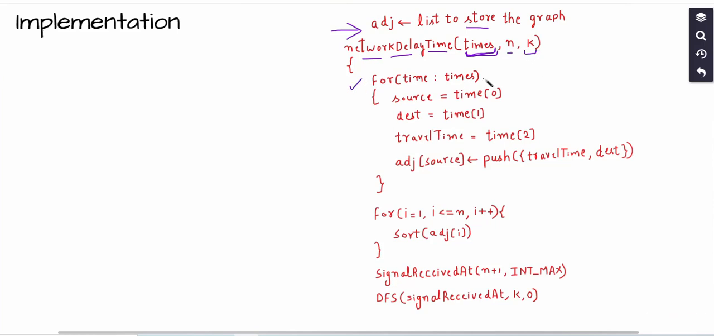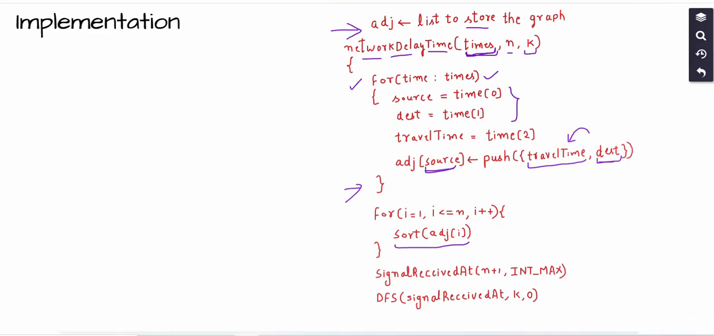Then I will iterate over the times array and I will construct my adjacency list or the graph. So in the graph, the edge is directed from source to destination and it has a time, and this travel time is the time to travel from this source to this destination along this direct edge. Fine. Then for each node I'm sorting the edges in the increasing order of their travel time.